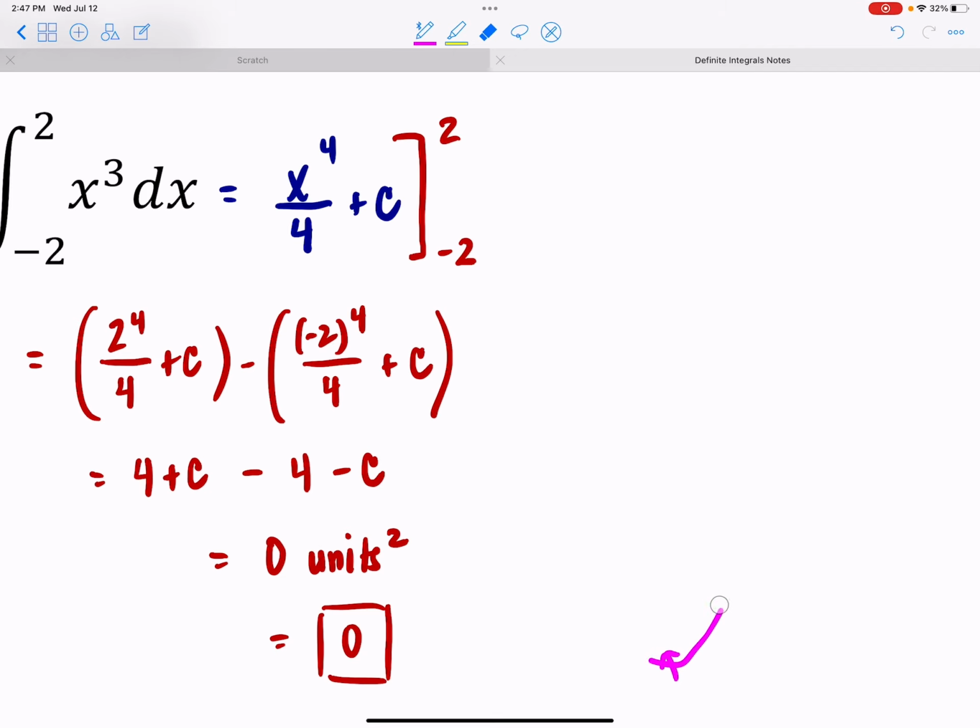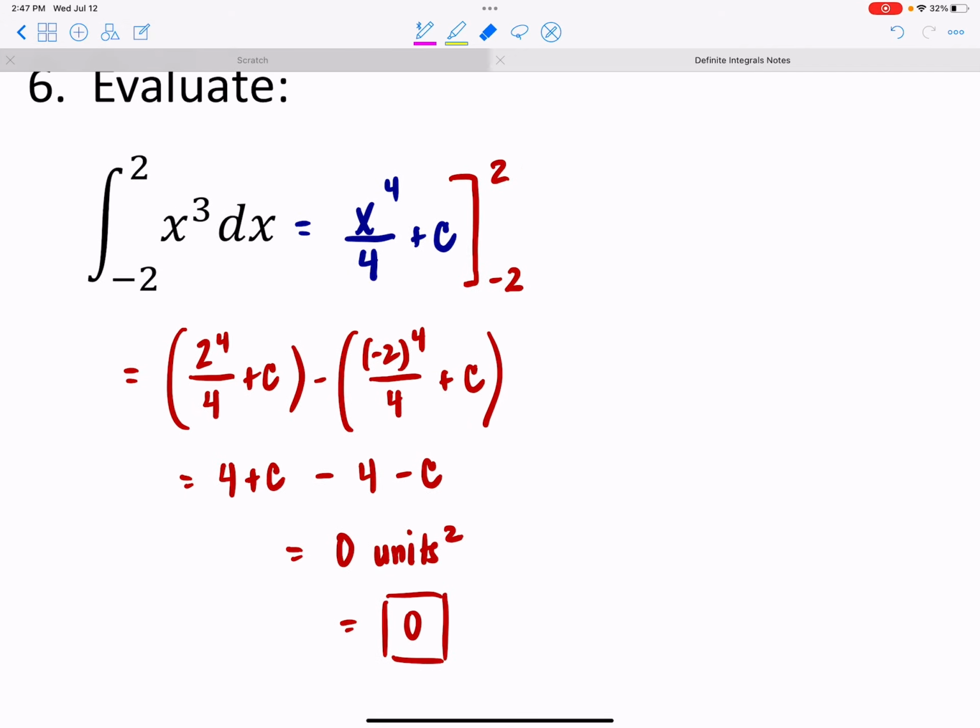So again, knowing what your graphs look like could save you some work, but it's not completely necessary because the work will always get you to the answer. Just wanted to throw that out there.